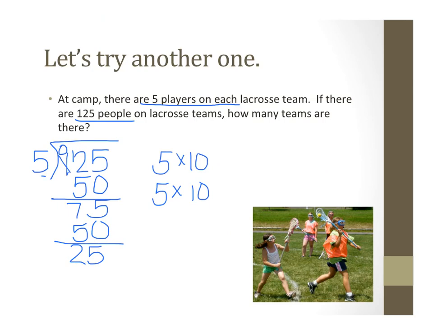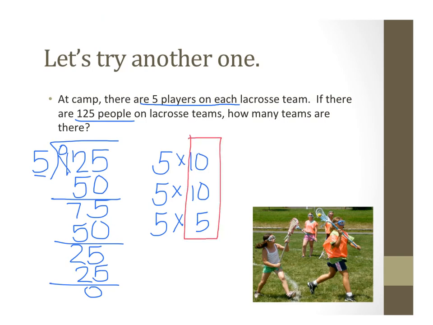I know that 5 can go into 25 5 times. And I used up all my players to make even teams. Now I'm going to add together the groups that I made. I made one group of 10, another group of 10, and a group of 5. So I made 25 teams.